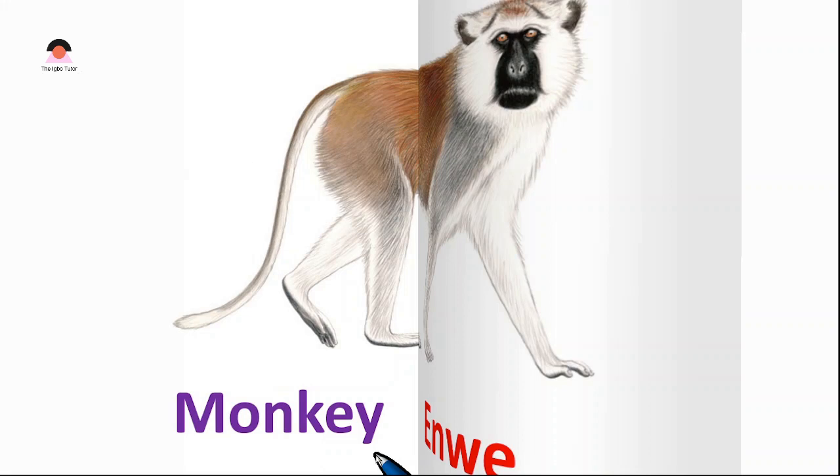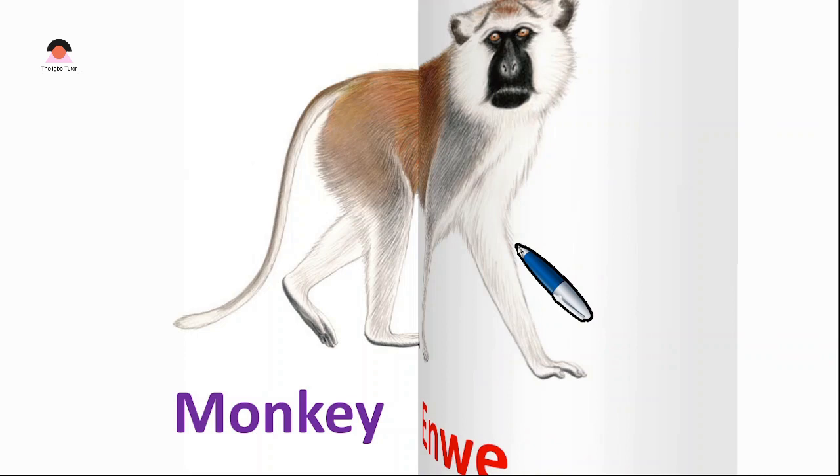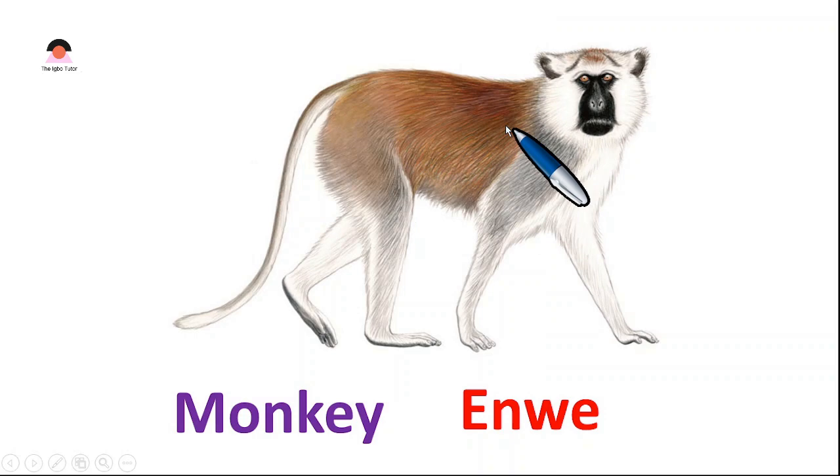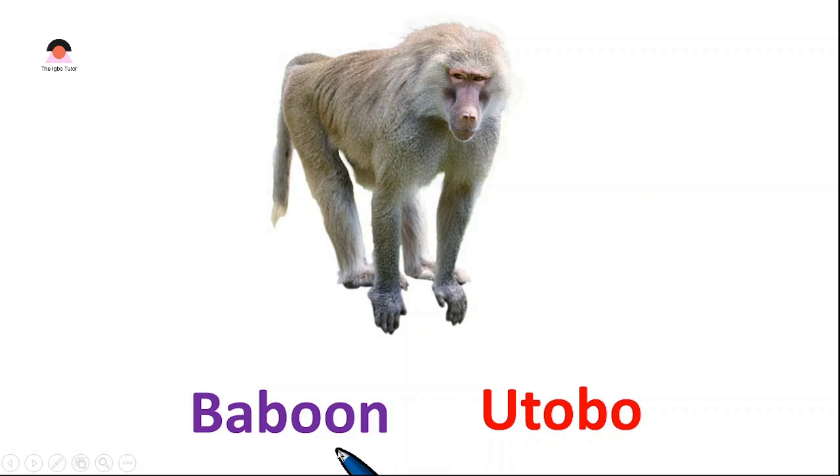Monkey has more of a rounded face with a shorter mouth, but baboon has a pointed, elongated face with a pointed mouth. And baboon thrives more on land, while the monkey is faster and sharper on the trees. So they are different in nature. And that is baboon for you, Utobo.